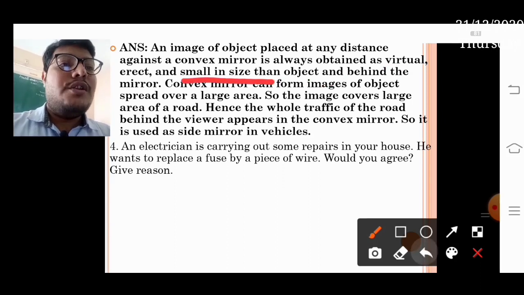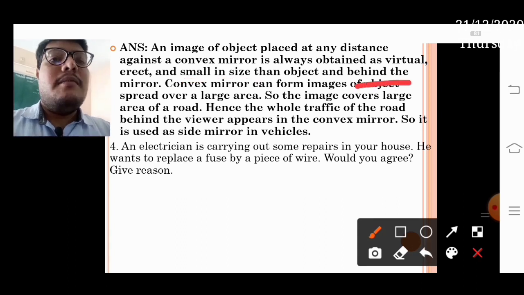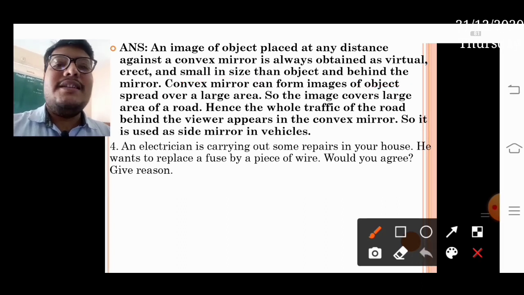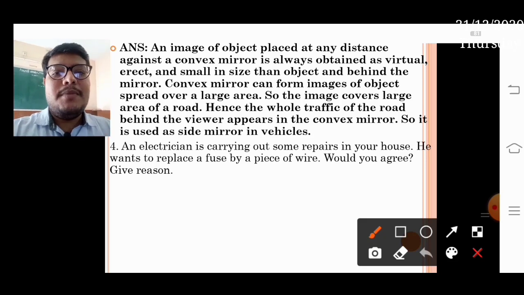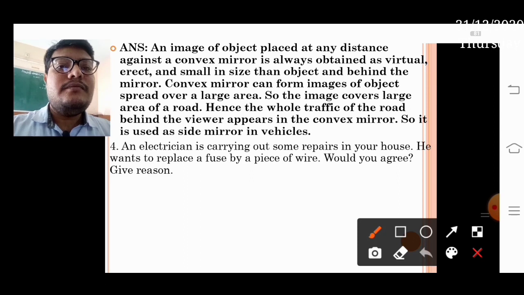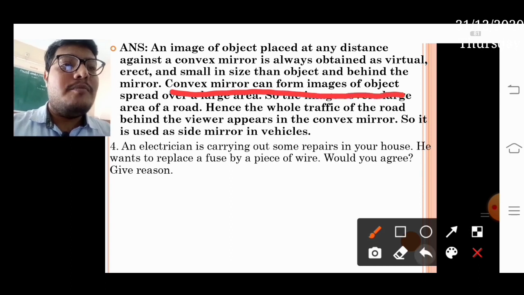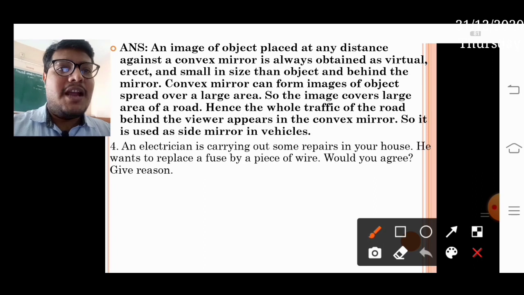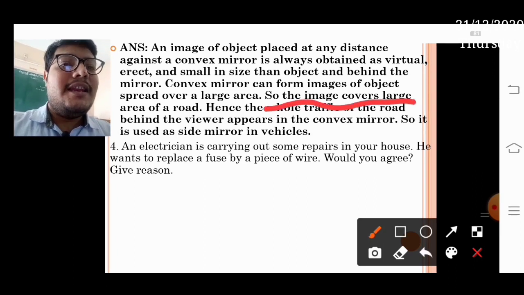Now it is also behind the mirror. You can see it literally inside the mirror, behind the mirror, so the image can easily be seen. It also spreads over a large area. A convex mirror can form an image of the object that spreads over a large area, means you can see the whole area which is behind. So the image covers a large area of the road.